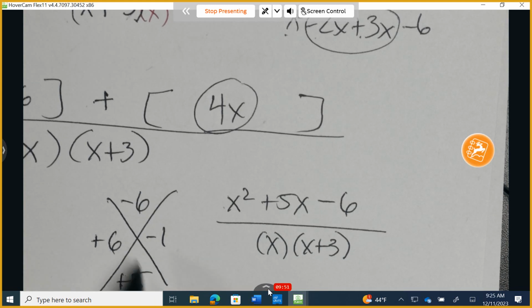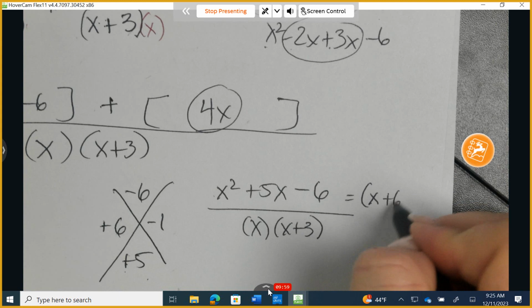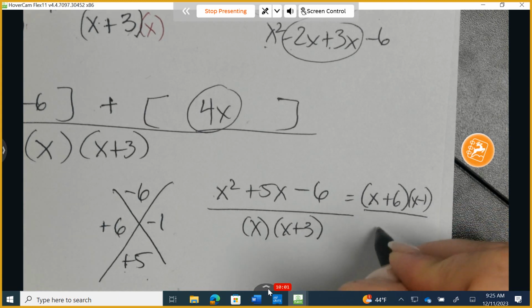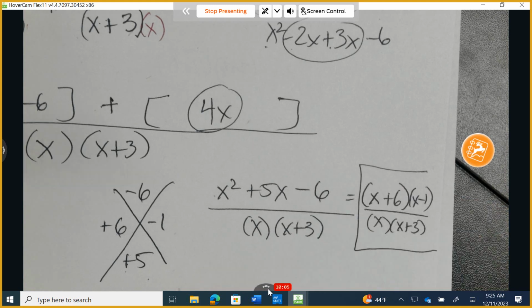Multiply and combine. Now, it's really easy because the leading coefficient is a 1. So I can rewrite this right now as x plus 6, x minus 1 over x times x plus 3. This is fully simplified. Not always will we be able to factor the numerator, but when we can, we want to put it in factored form. It allows us to see if we can simplify further.